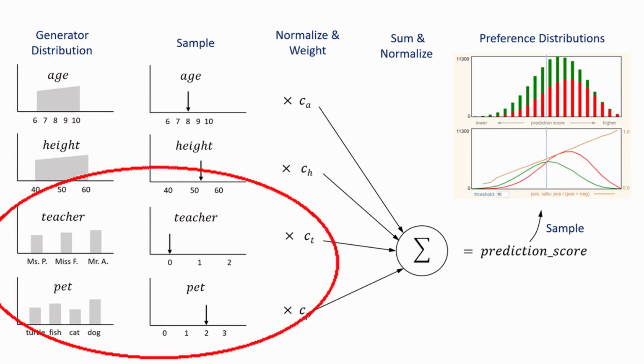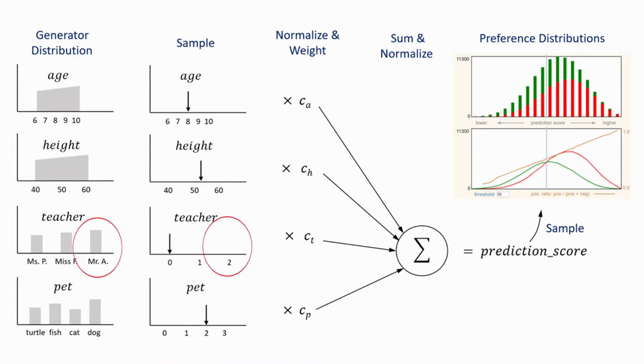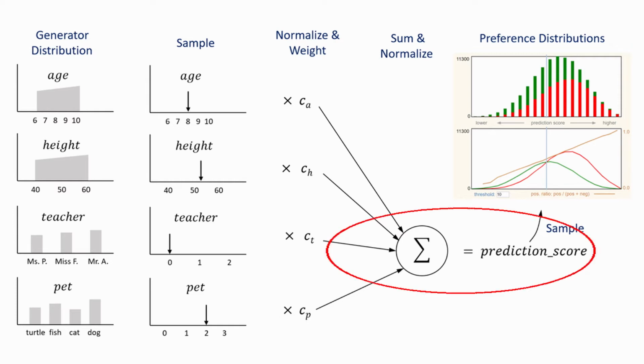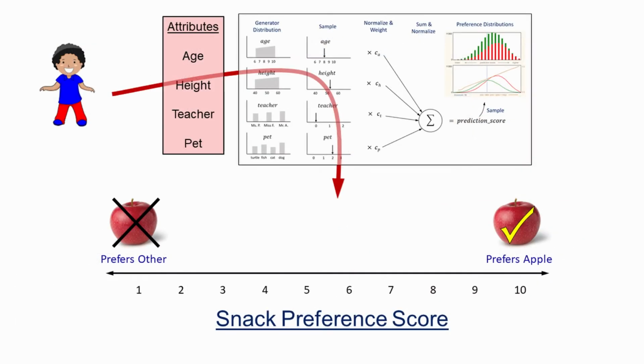And for the categorical values, let's say that Mr. Applebaum counts a coefficient of 2 toward apple, Ms. Fruitdale counts 1, and Ms. Popcorn counts 0. For pet, let's give turtle a 0, fish 1, cat 2, and dog 3. These are arbitrary made-up coefficients. They'll stay fixed across all experimental conditions. Because some of these numbers fall in a larger range and some smaller, we'll do some normalizing. Then we sum them up. This now gives a prediction score for our pretend kid.